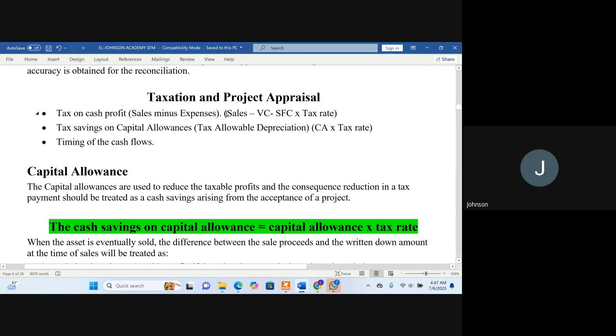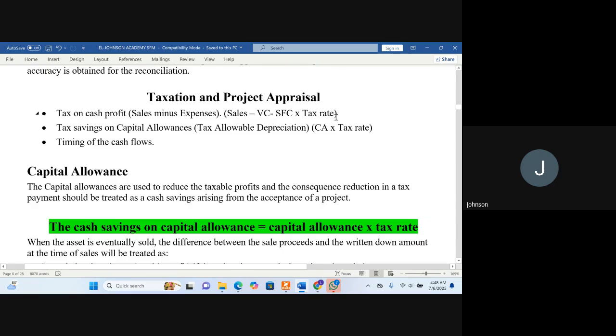But here we have taxation and project appraisal. How does taxation affect project appraisal? They say tax on sales profit. So you say sales minus expenses. So we say sales minus the variable costs in the question minus the specific fixed cost in the question. When you do that, you are going to get your net cash flows. Then you multiply it by the tax rate in the question.